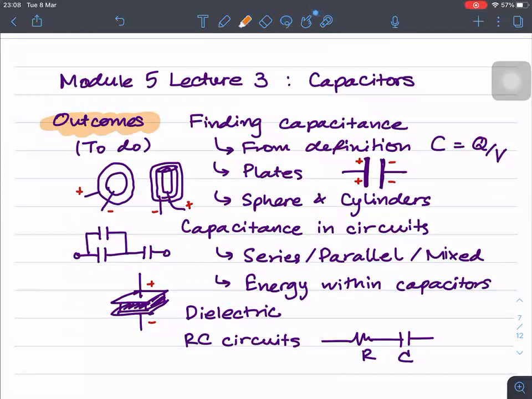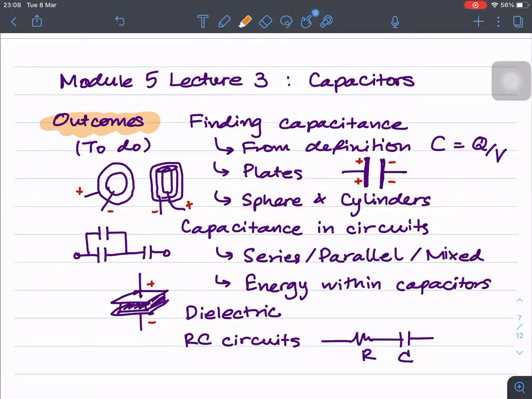So the learning outcomes for this lecture are for you to be able to find the value of the capacitance by using the definition, and you'll be able to find the value of capacitance from the system of plates, and from the system of sphere and cylinder.